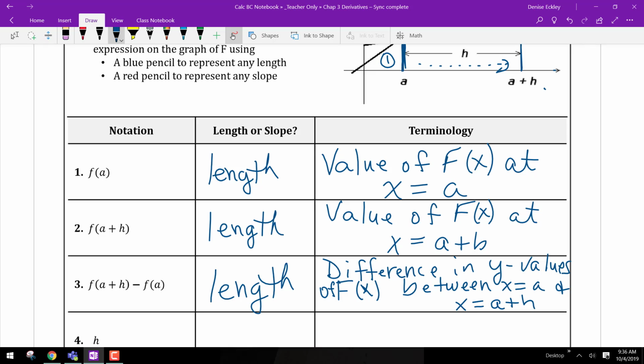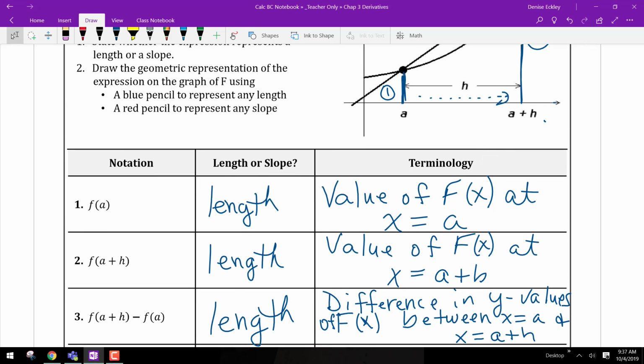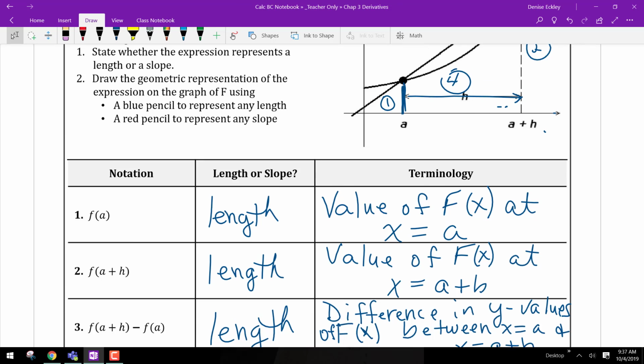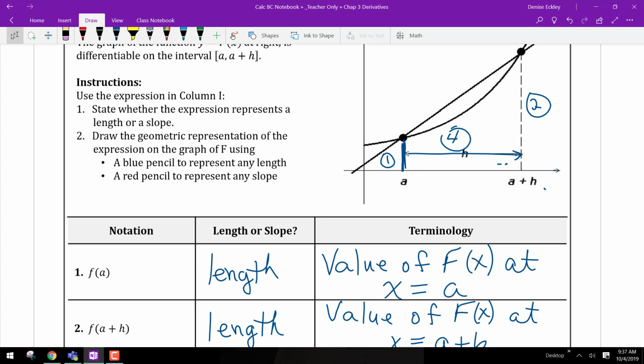Okay, next, then we just have h itself. Now we've already talked about in our picture here that that is a distance. It's how far away we've moved away from a, and I kind of already drew that, but let me just go over it again. Here is my h right there. So that's going to be number 4. And I didn't draw number 3, so let me go back and do that too. So number 3 is just going to be this length here, from where f of a is to where f of a plus h is. So this length here, that's number 3. For some reason I lost my blue for number 2.